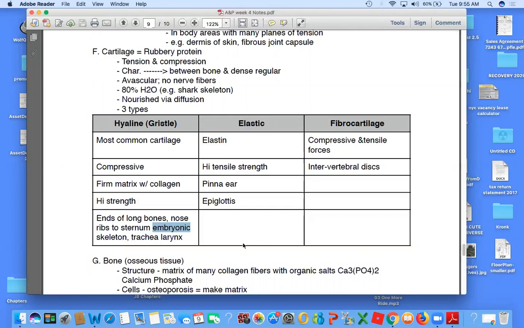Now pull your ear, everyone. The pinna, or outside of your ear, has a lot of tensile strength. That means pulling strength. So you'll find that it's made of mostly elastin fibers, that elastic cartilage. And your epiglottis, the flap on top of your windpipe, is made of elastic cartilage. It covers your windpipe in a nice, good fit. That makes sense, because you don't want water getting into your windpipe, right?